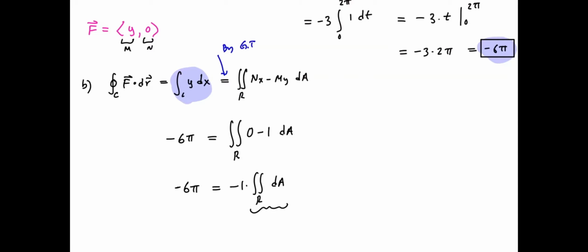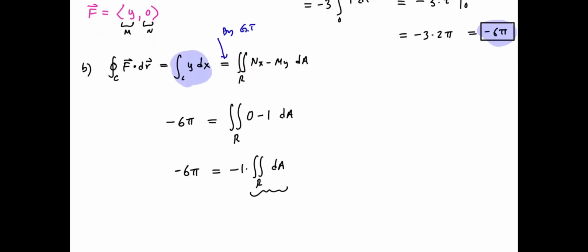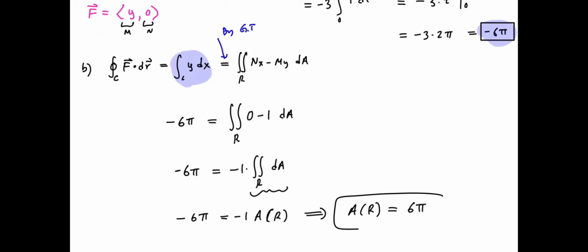So we know that -1 times the area of the region R is equal to -6 pi, which means that the area of the region R is 6 pi. So that's how you evaluate this integral.